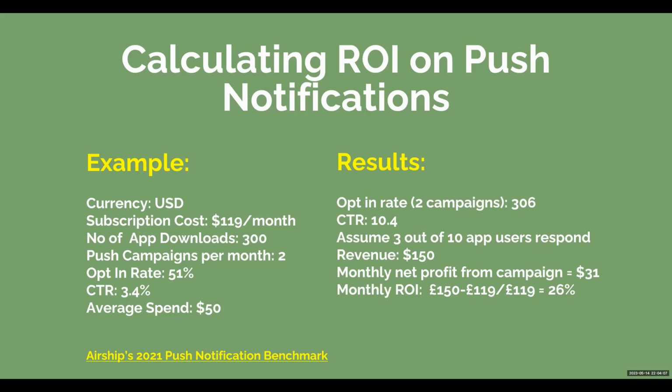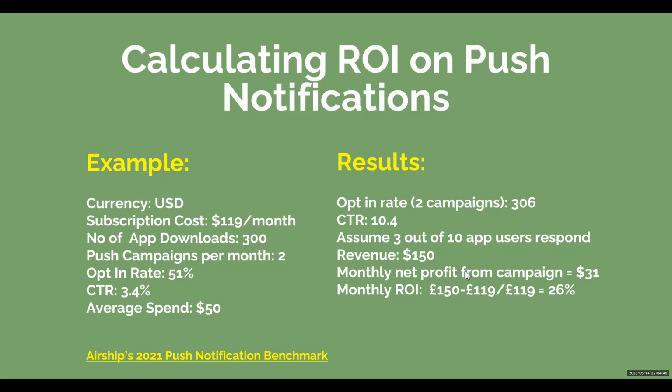So from here, we're going to assume that 3 out of 10 app users who've opted in and clicked through to your push notifications will respond to your offer and will walk into your restaurant to take advantage of the offer. I'm assuming 3 out of 10 here. This is a conservative estimate. Remember, these app users are your local customers who have visited you before and had a good experience. So we're assuming that they would therefore respond to your offer here.